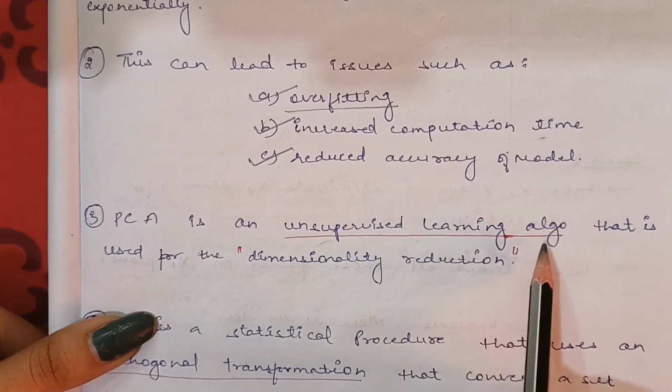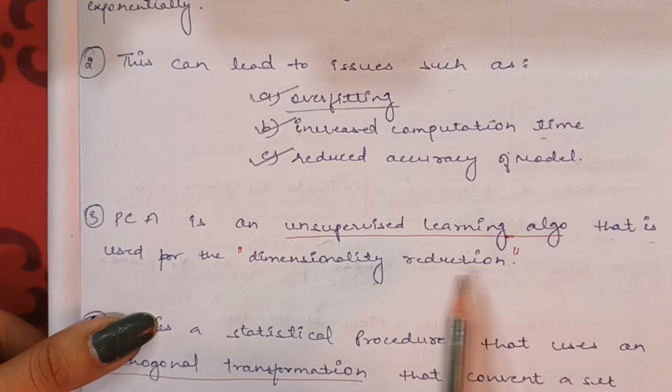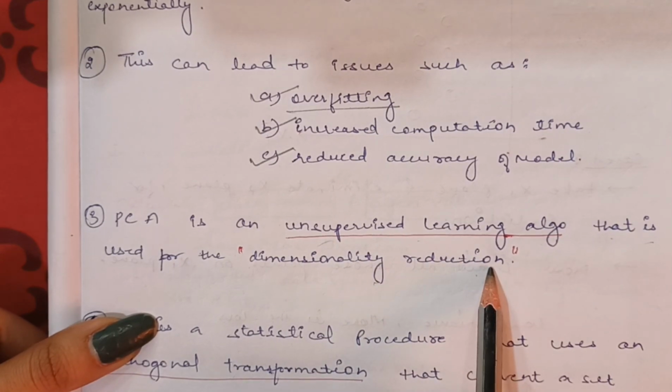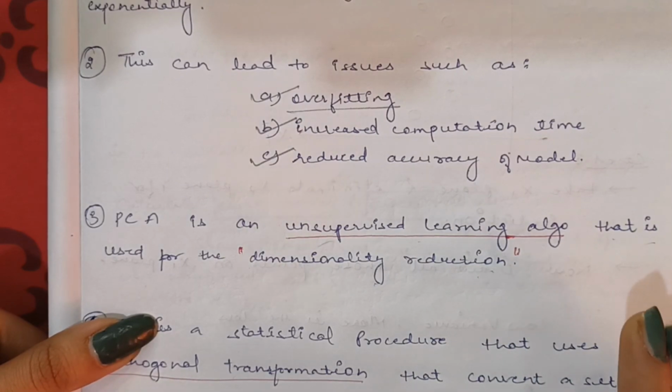PCA is an unsupervised learning algorithm that is used for dimensionality reduction. Unsupervised learning क्या होता है? When a model can learn without any human supervision.